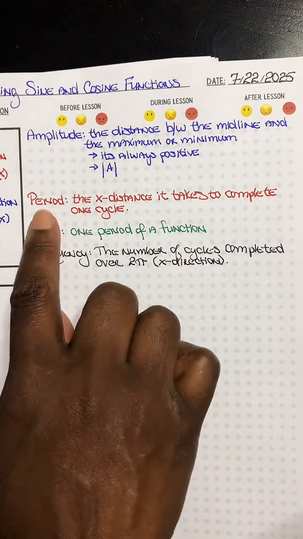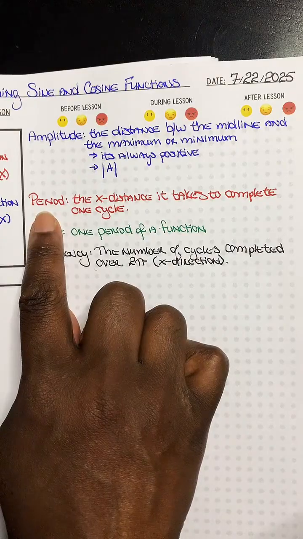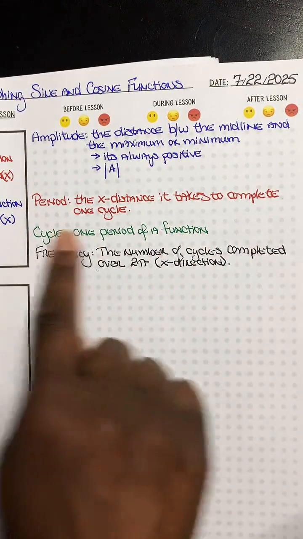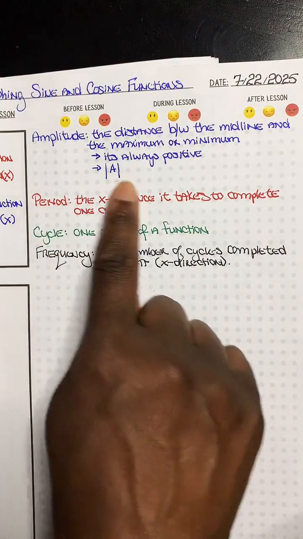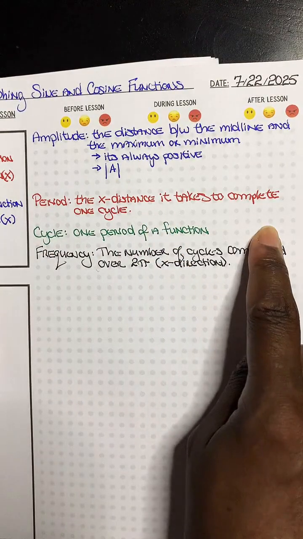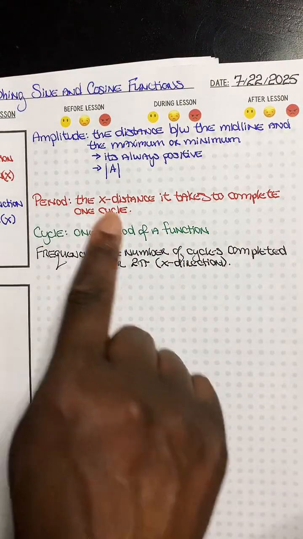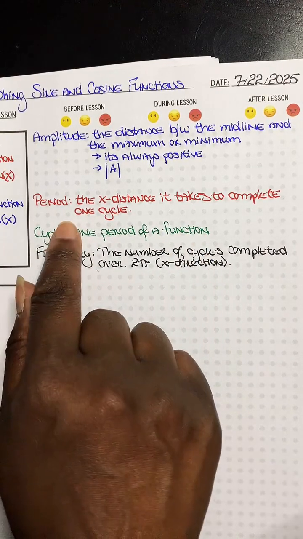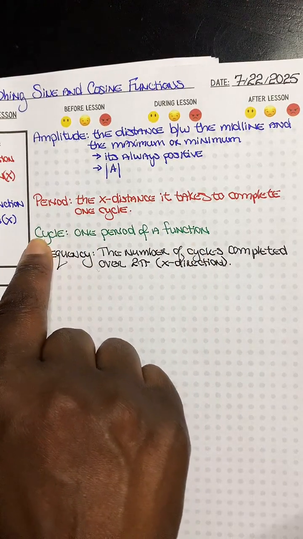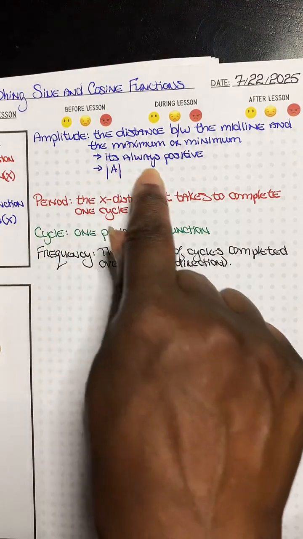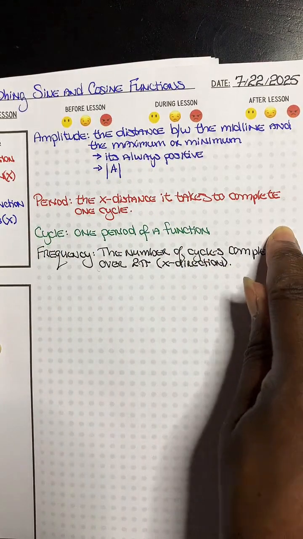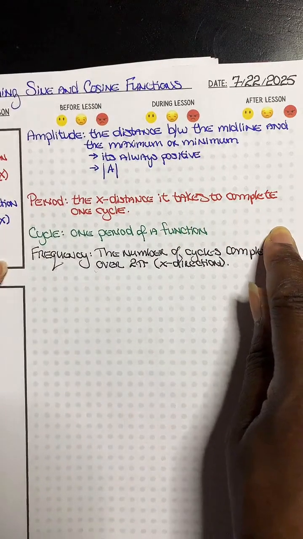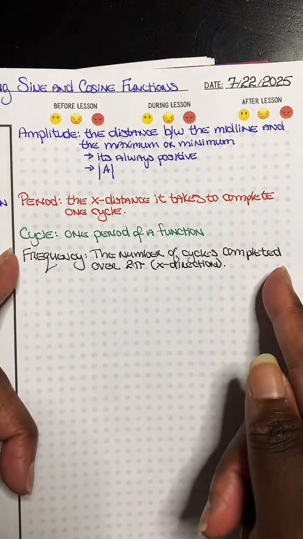Now, there is another thing called the period. The period is basically going left to right. It's how long it takes for you to do one cycle, or one period of a function. So if it starts here at the C, how long does it take for me to get right back to that level where C is? That will be a period.